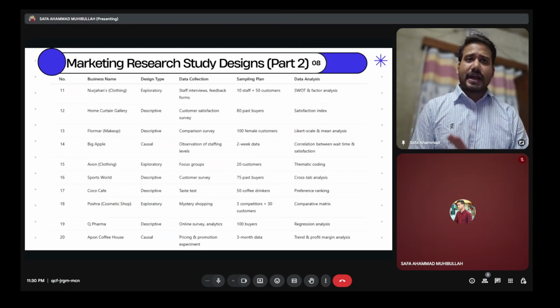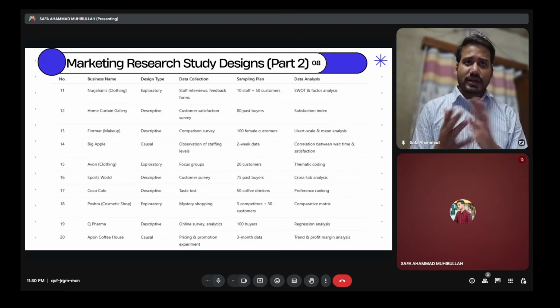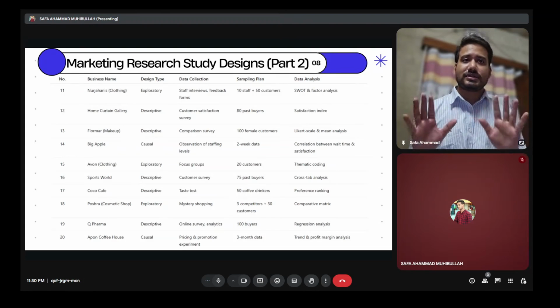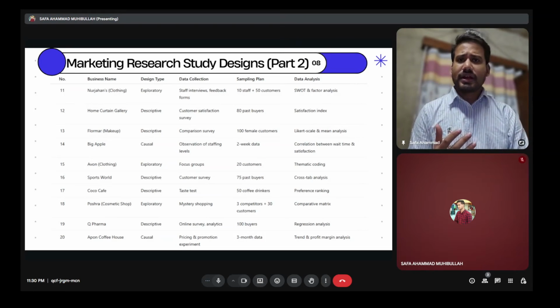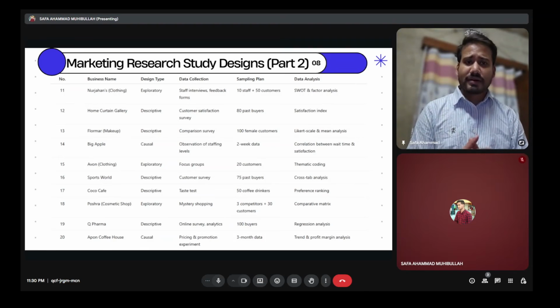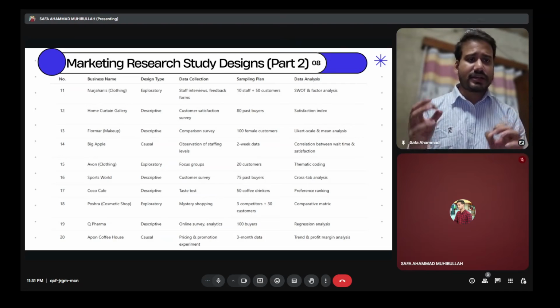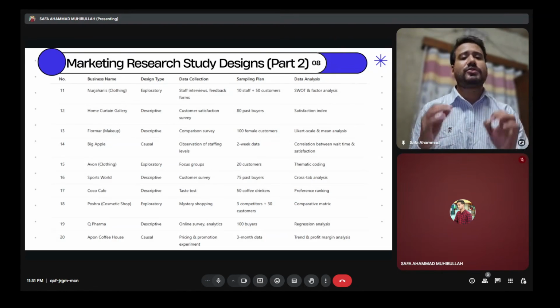And also they should use the feedback form. And the sampling plan was 10 staff and 20 customers as much as possible. The minimum is 20 customers and 10 staff. And also for the data analysis part, I suggested the SWOT analysis and factor analysis. For example, we can see Q Pharma. I used descriptive research combining online surveys and website analytics to understand why customers' engagement dropped.